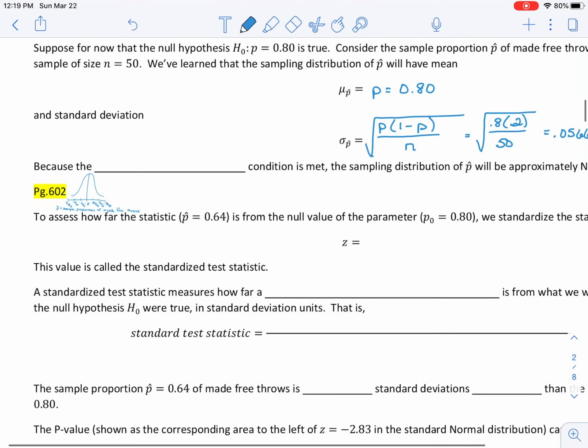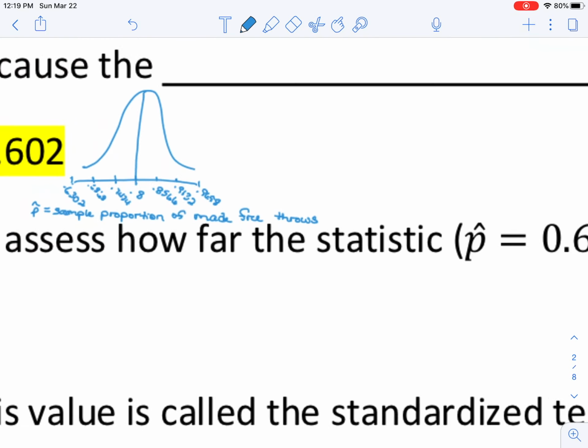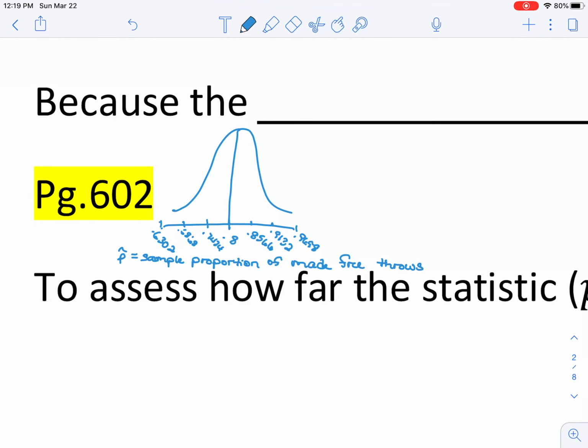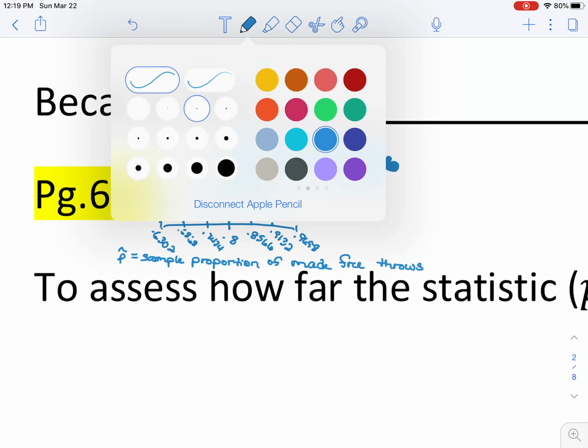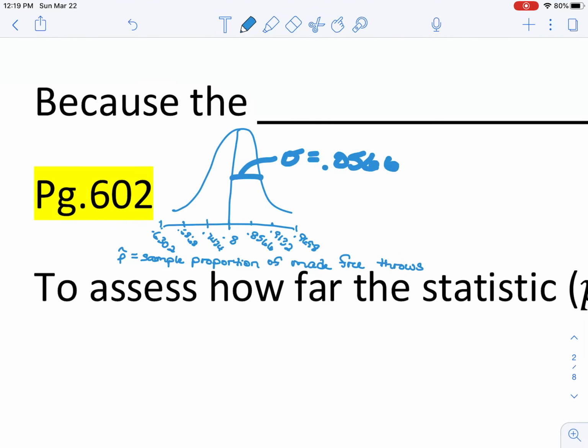So if I had access to the book and the scanner and everything, I would have scanned in this image. So instead I just tried to draw it. So we can see again, normally distributed, we see the center value at 0.8. I already went ahead and drew in multiple standard deviations, but this is saying 0.0566. So I went ahead and just added and subtracted them a bunch of times. I should use a smaller font size.